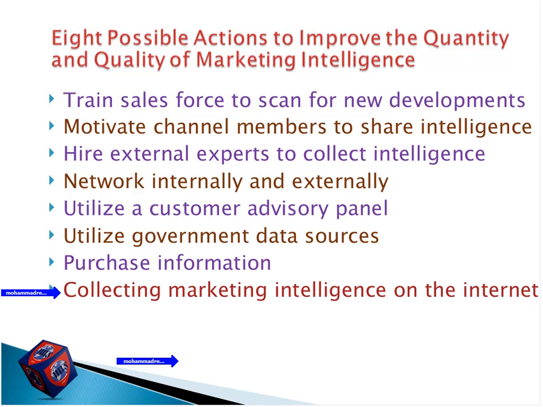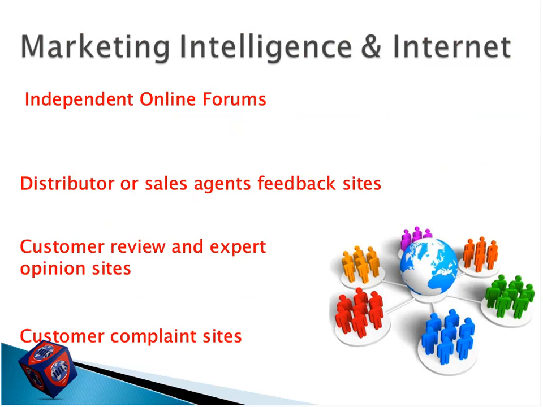Collecting marketing intelligence on the internet is very important today, and Philip Kotler classified it into internet sources: independent online forums, distributor or sales agent feedback sites, customer review and expert opinion sites, and customer complaint sites. These four are important when you want to use the internet as a source of information. In independent online forums, people go there and leave their comments about a product, about an industry in a country, and things like this.